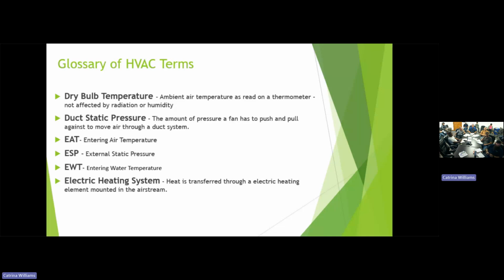EAT, an abbreviation we see a lot in specs or formulas, whatever. That means entering air temperature.